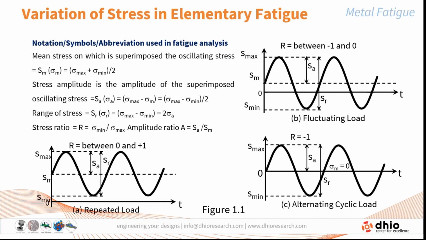Then we also use the terminology in most of the empirical relations defined as stress ratio. And the stress ratio is nothing but the ratio of the minimum stress to that of the maximum stress. And then we have the amplitude ratio, which is nothing but the ratio of the stress amplitude to the mean stress. Now, with these notations, as I discussed in the beginning, when we say fatigue loading, we have different types of loading, that is a repeated load, fluctuating load, and alternating cyclic load. So in the repeated load, you can observe here that it is going to be causing a test.